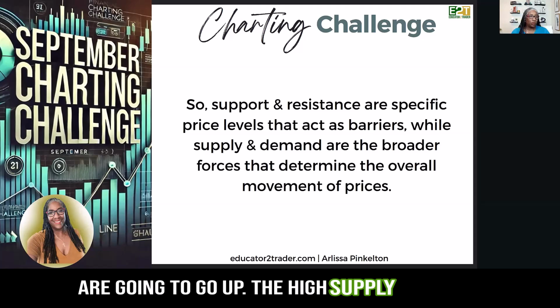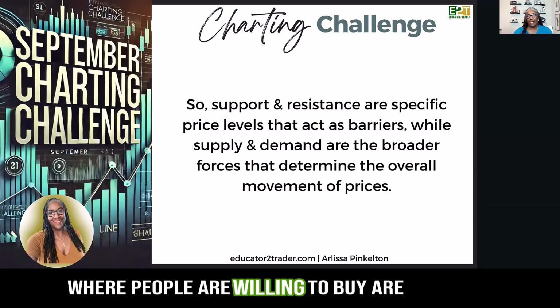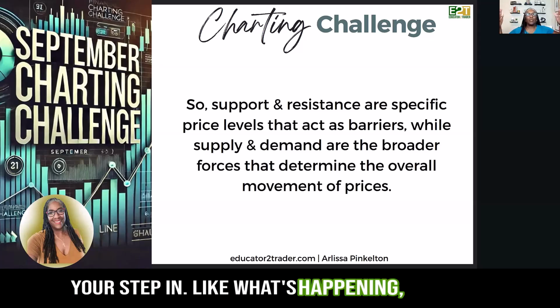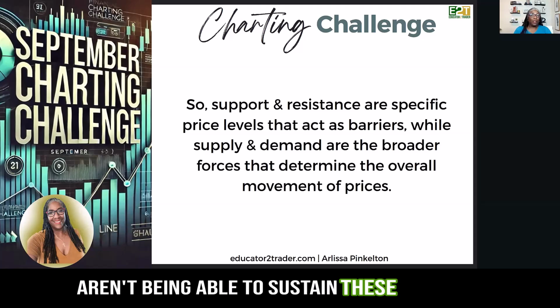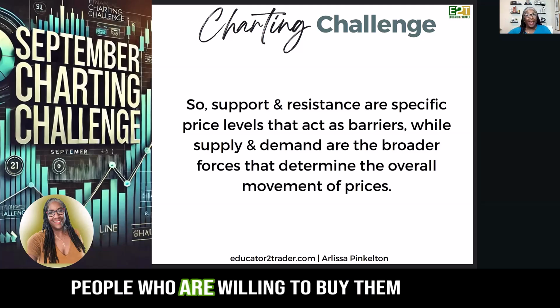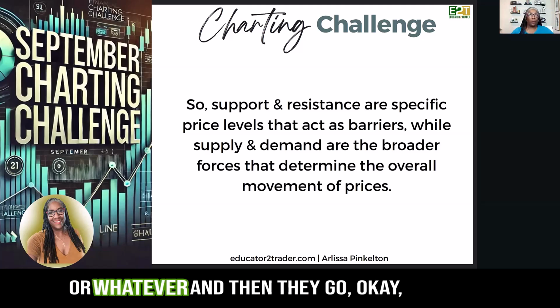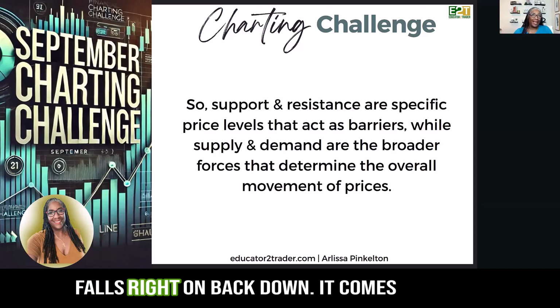Support is the price level where people are willing to buy, or buyers step in. Like what's happening, even though we're going to all-time highs on SPY and triple Q, we aren't able to sustain these highs. And you know why? There are not people who are willing to buy at that price. People let it get to the 560s or whatever, and then they go, oh, good, this is a great price, I'm going to sell mine, and the price falls right back down.